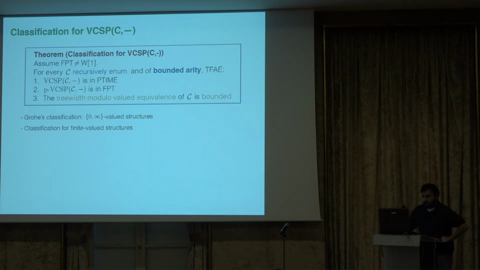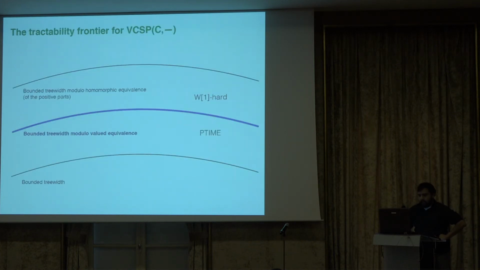Some comments. If we apply this to zero infinity structures, we obtain Grohe's classification. And also, it follows from the proof that this classification also works for finite valued structures. Okay? So this is the final map. And the last comment is that, okay, we know that the boundary is strictly above bounded tree width and strictly below bounded tree width modulo equivalence. We know that these two notions are different. We have some separating examples. So it's in the middle, okay?